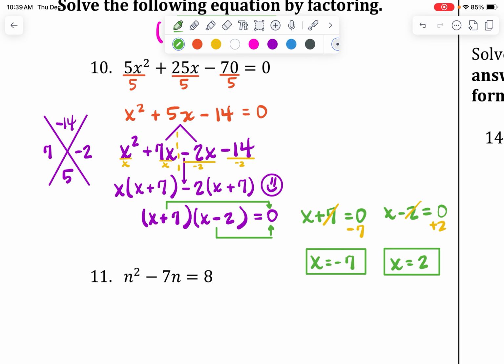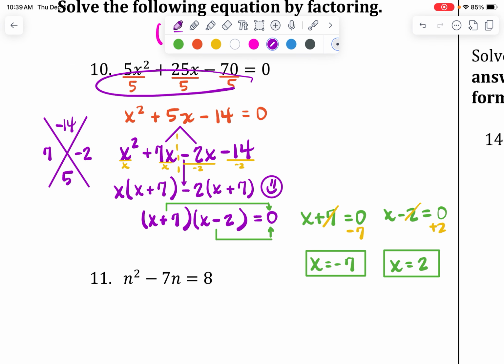Now, if some of you guys are wondering, well, Miss Jester, what happened to this 5? Well, technically, the 5 would come down right here to be in front as a factor. But if I set 5 equal to 0, well, that doesn't even have an x attached to it. It's not even true. Is 5 equal to 0? No, right? So that's why the GCF at the beginning is not really important in the solving process. It is important for factoring, but it's not important for solving.